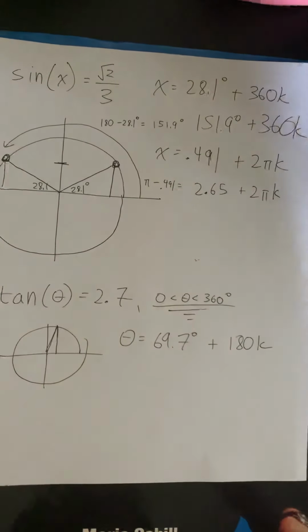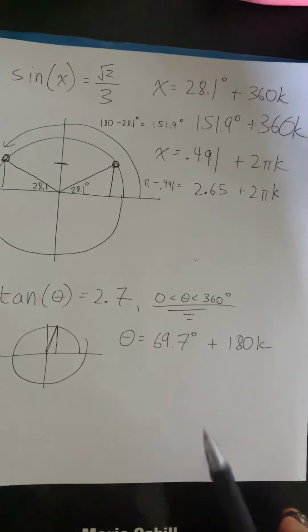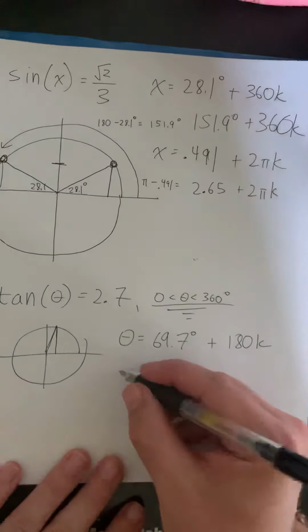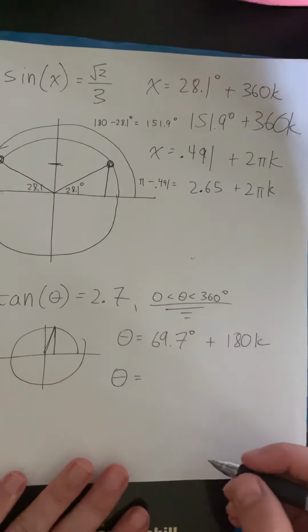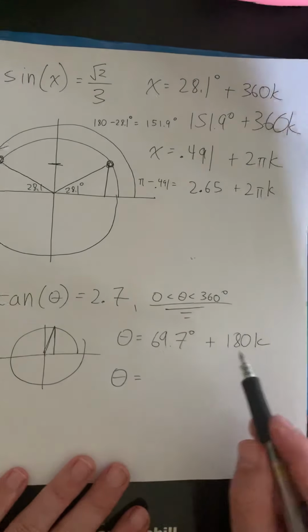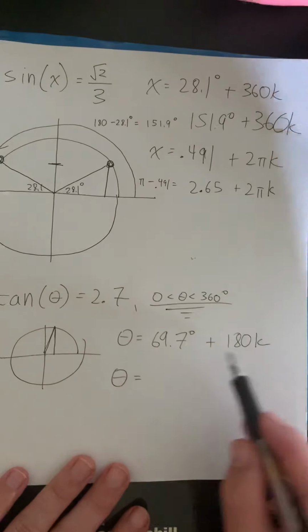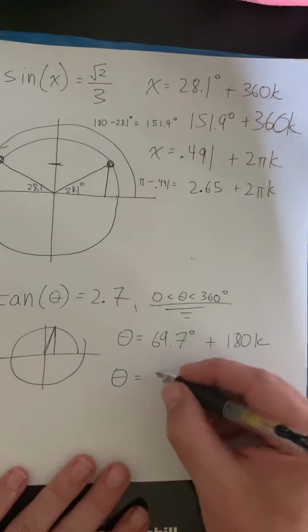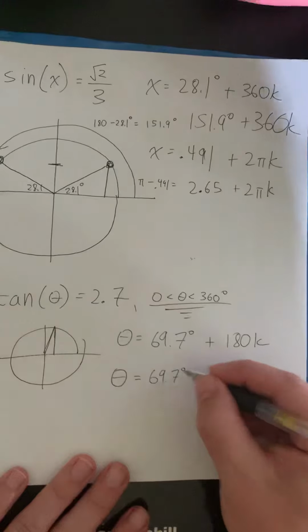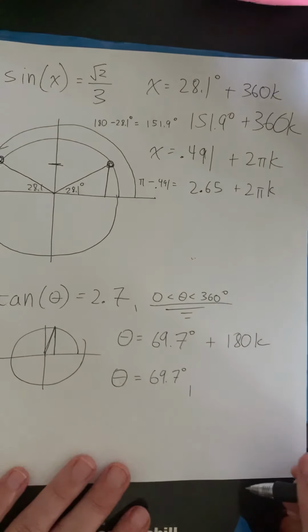But guess what? We're not done. We don't want infinite answers. We only want answers that are between 0 and 360. So we go one step further, and we say, using our infinite answer expression, how many angles fit between 0 and 360? Well, clearly, the first one, just 69.7, works if k was 0.